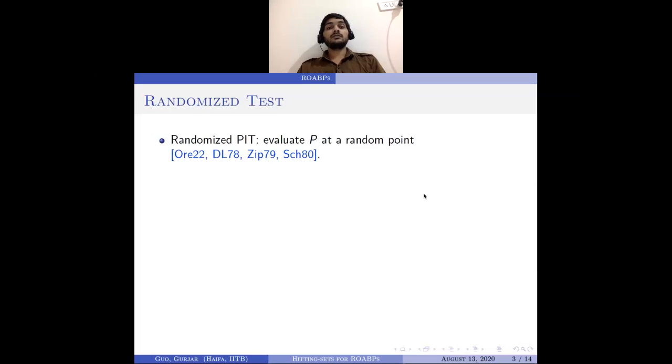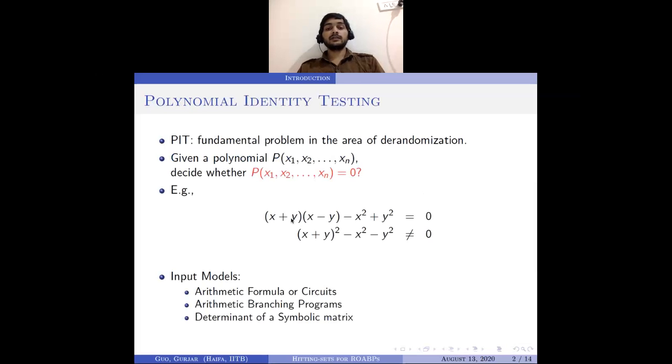Okay, so what is known about polynomial identity testing? There is a randomized polynomial identity test. What it says is you just take your polynomial and evaluate it at a random point. Note that if you are given such an expression, it's easy to evaluate it over a point, right? If you can plug in values for x and for y, it's easy to evaluate.